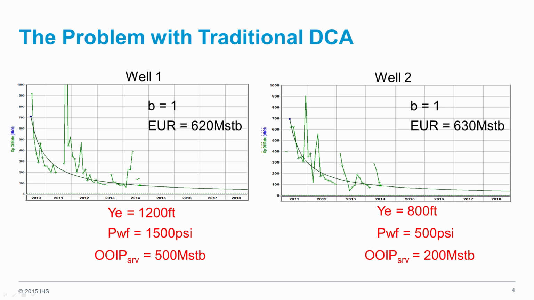Lastly, RTA can yield the volume of our contacted SRV. If I know that well 1 has stimulated about 500,000 barrels versus only 200,000 barrels for well 2, do I still expect the same EUR for these wells? Just using decline curve analysis doesn't allow me to use all of the information available to me.